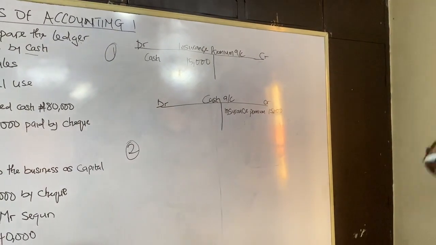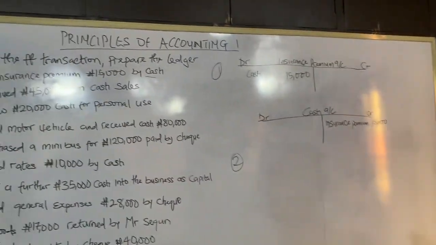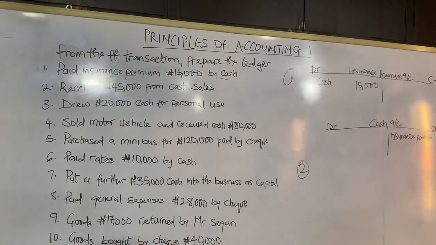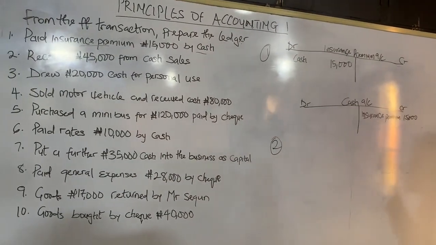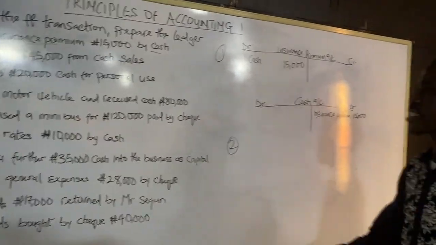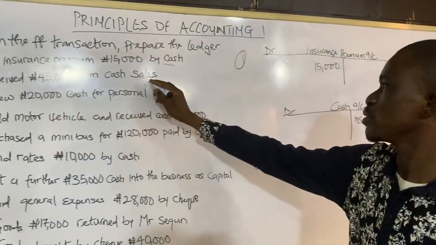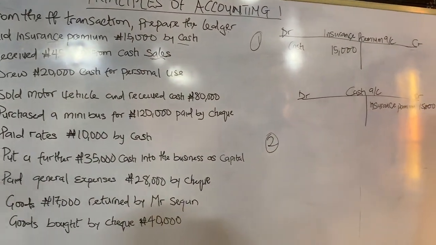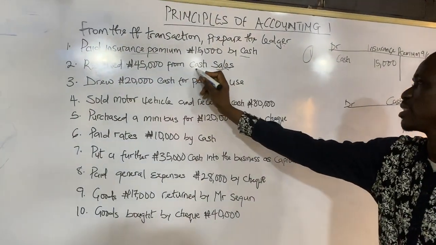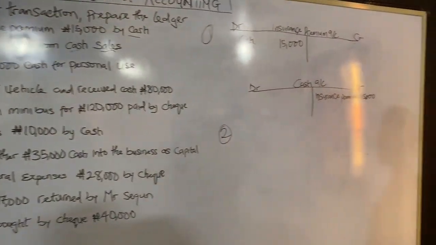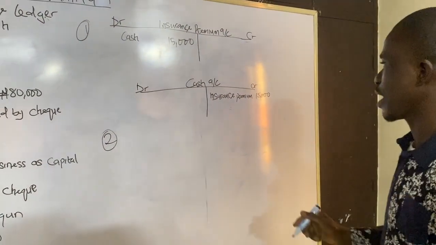And the second one says received 45,000 naira from cash sales. Now you made a sale, and that's one account that will be affected, and you receive cash too. So these are the two accounts affected.